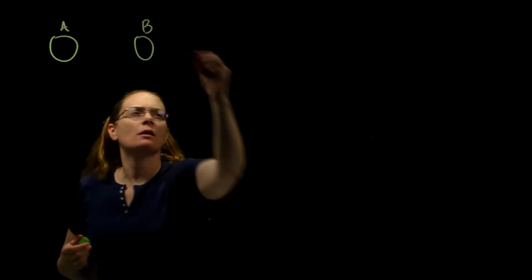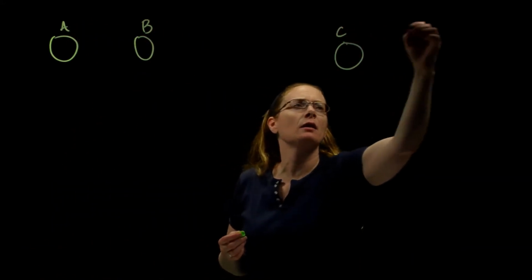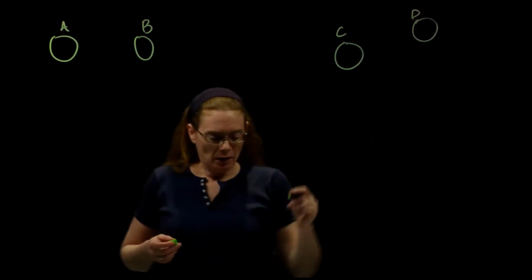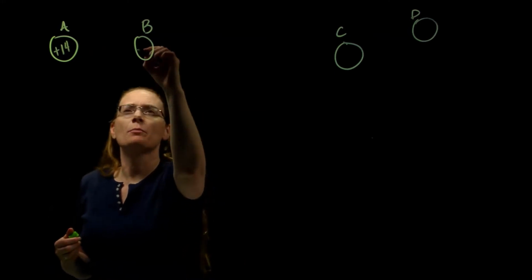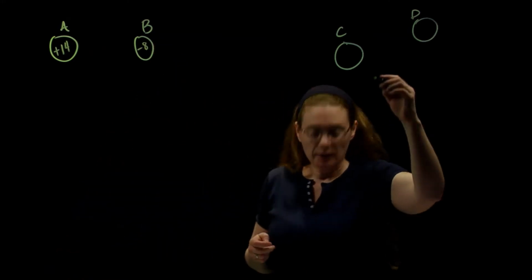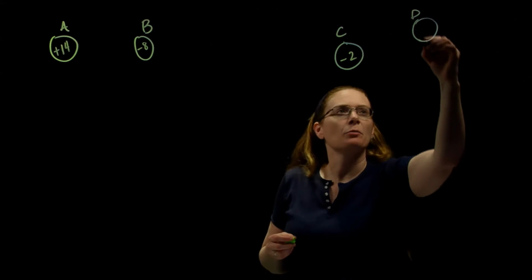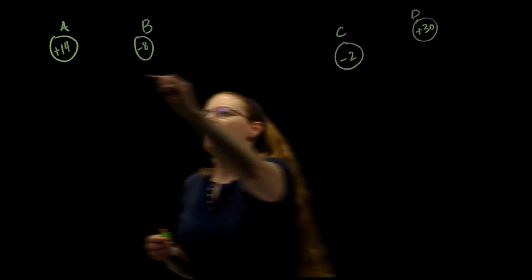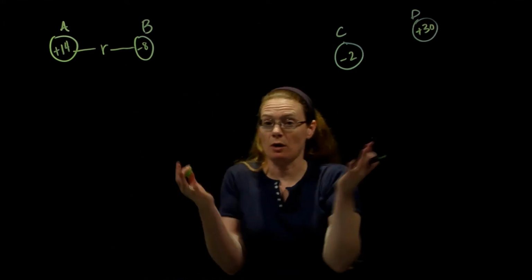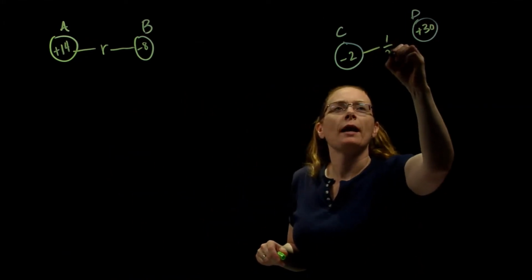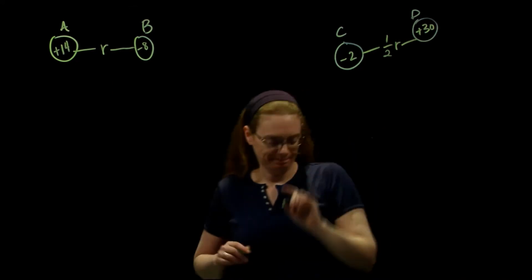So the first one, the type of question you might get, might give you 2 charges here, A and B, and then it'll give you another set of charges, C and D. And I'm just going to make up some numbers. Let's say this is a plus 14, and this is a minus 8 charge, C is a minus 2 charge, and D is a plus 30. And if this is a distance r away, some unknown distance, we're just calling it r. Let's say this is a distance 1/2 r, not to scale.